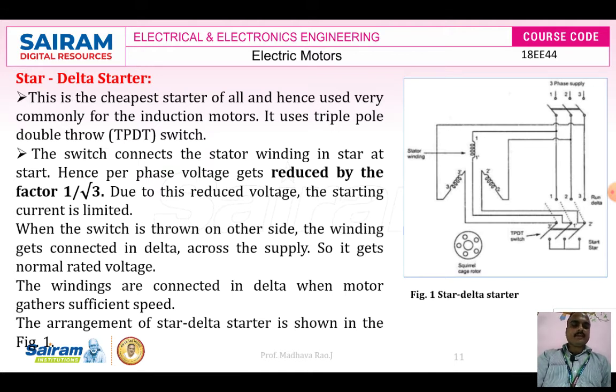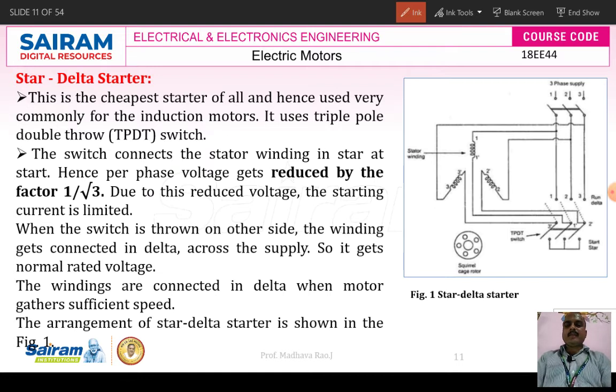Here we can see the explanation of the star delta starter. The switch connects the stator winding in star at the starting position. The stator winding is in star fashion, so the voltage is reduced by a factor of 1 by root 3. So V phase is equal to VL by root 3. Due to the reduced voltage applied to the stator terminal, the starting current will be limited. By reducing the voltage by 1 by root 3 times, we are limiting the starting current.